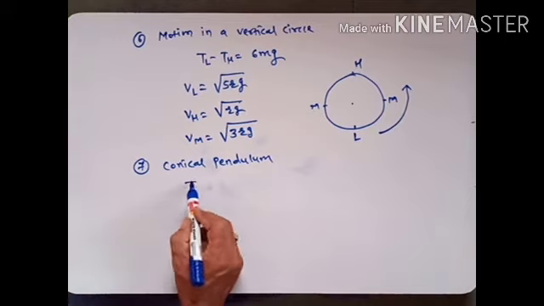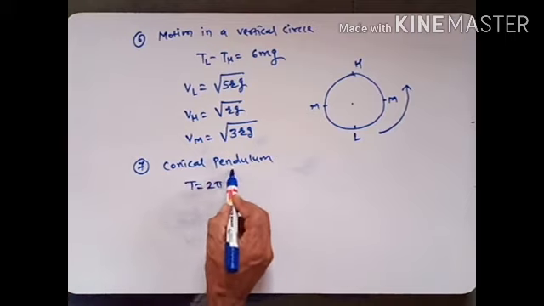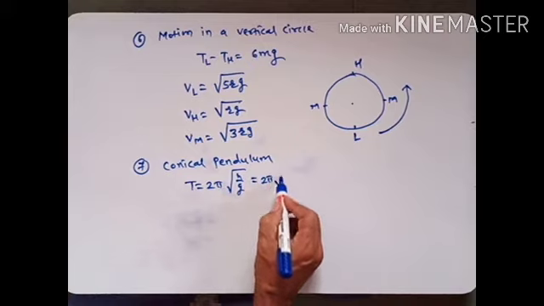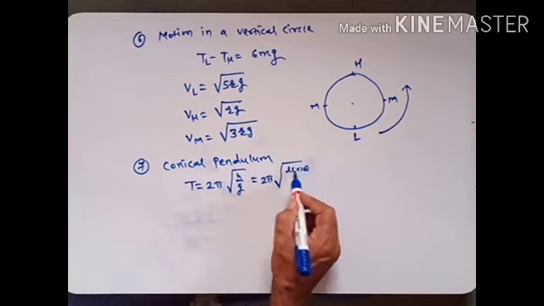Then seventh, conical pendulum. For conical pendulum, T equal to 2 pi root h upon g, is equal to 2 pi root L cos theta upon g.